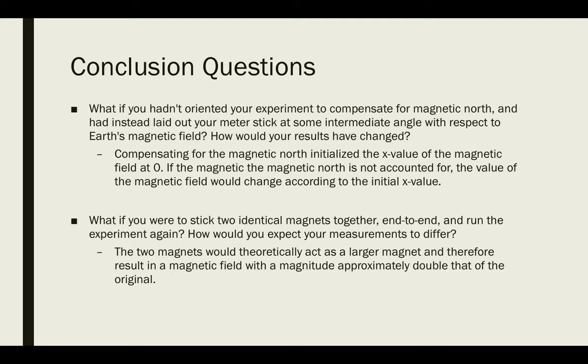And then if I were to stick two identical magnets together and run the experiment again, the two magnets would theoretically act as a larger magnet and would therefore result in a magnetic field with a magnitude approximately double that of the original. It's not necessarily exactly double, but it'll probably be in that area.